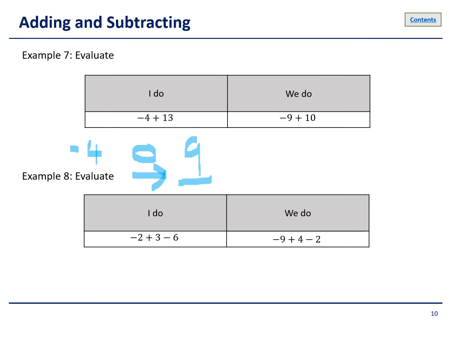Pause the video and do the we do. On this occasion, we should have had the answer of 1 on the we do. Well done if you got that right.